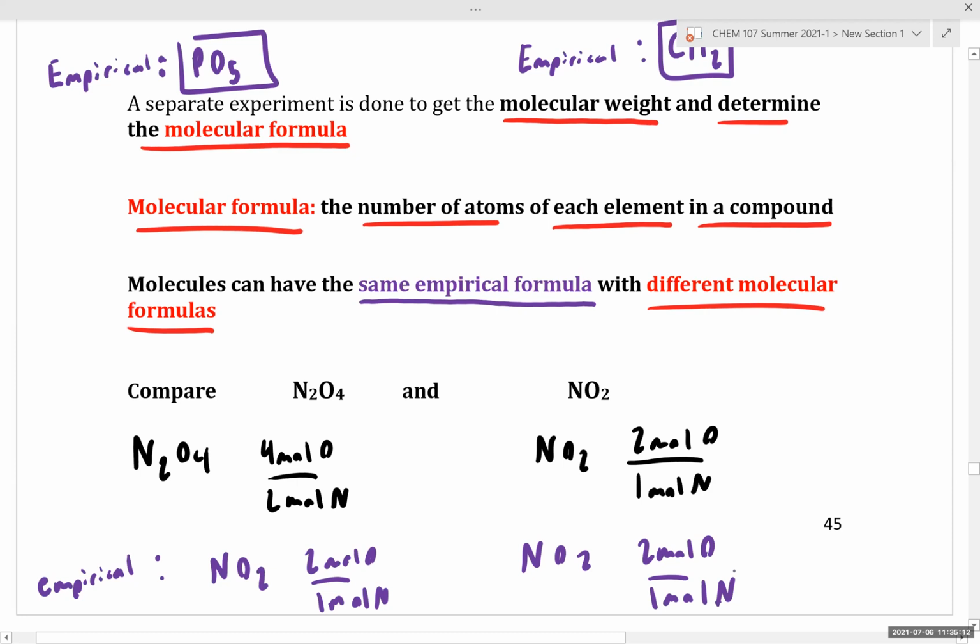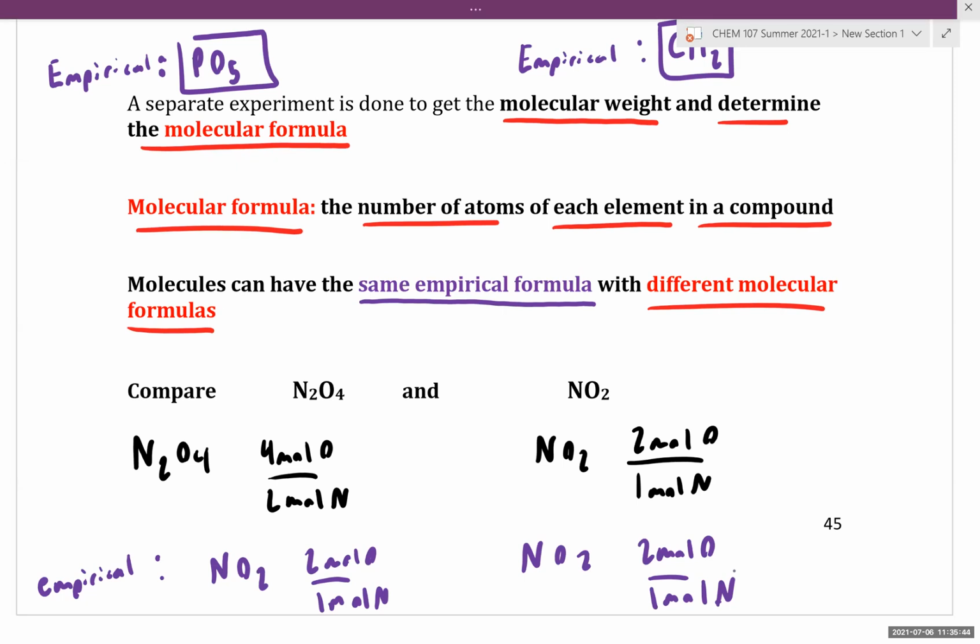Thus, if we want to accurately determine the molecular formula of a compound, we need both the empirical formula and the molecular weight. So we need some additional information to take our empirical formula and convert it into a molecular formula, because many compounds can have different molecular formulas with identical empirical formulas. Does that idea make sense to everyone?